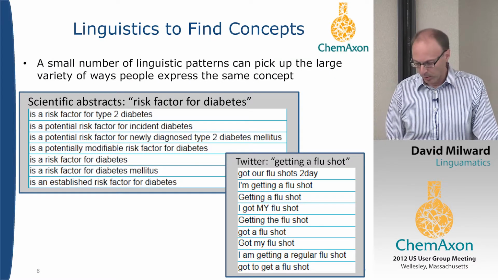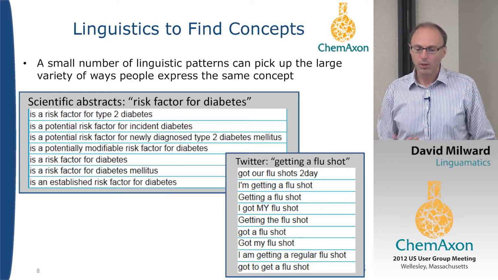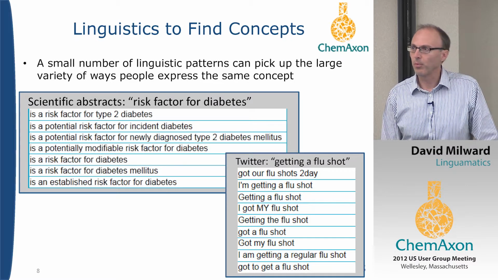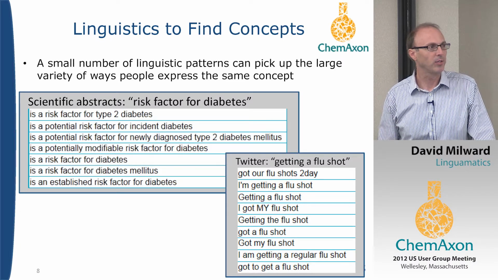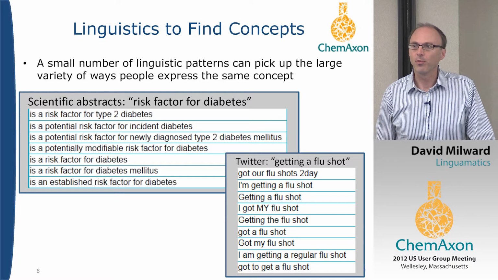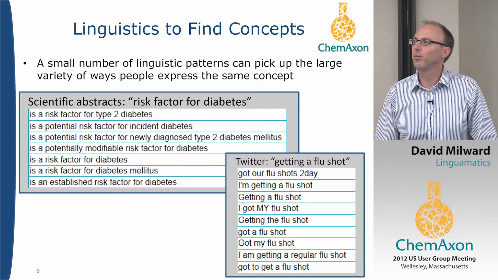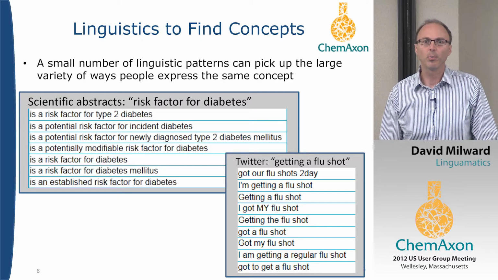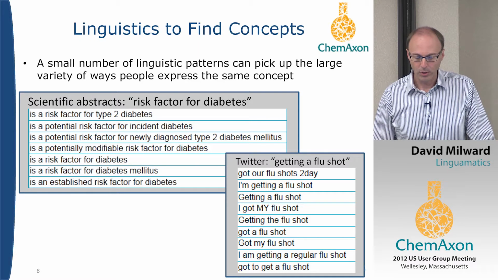So to give some examples, if we're using the linguistic patterns, you can use these also to find different ways of saying a particular concept. So if you've got something like risk factor for diabetes, if you just look for the string risk factor for diabetes, you'll get very few hits. You actually want to get all the variation that's expressed here, and you can do that with very few linguistic patterns. So it's a more efficient way of doing things than trying to look for individual strings. You can use the linguistics to make the generalizations.